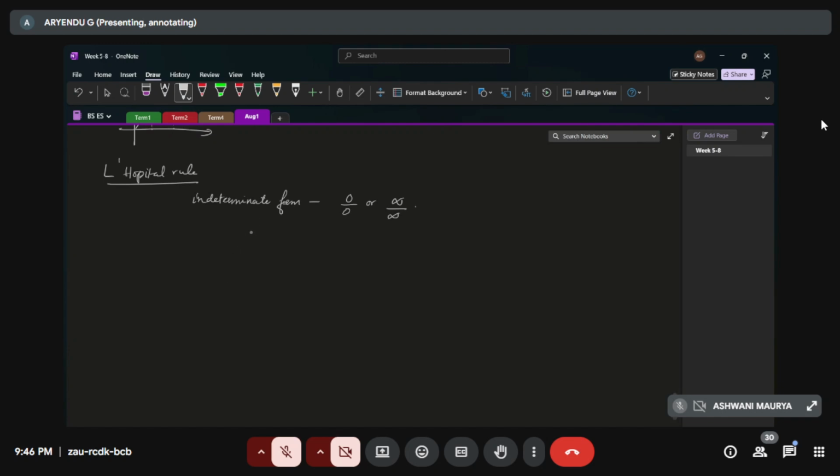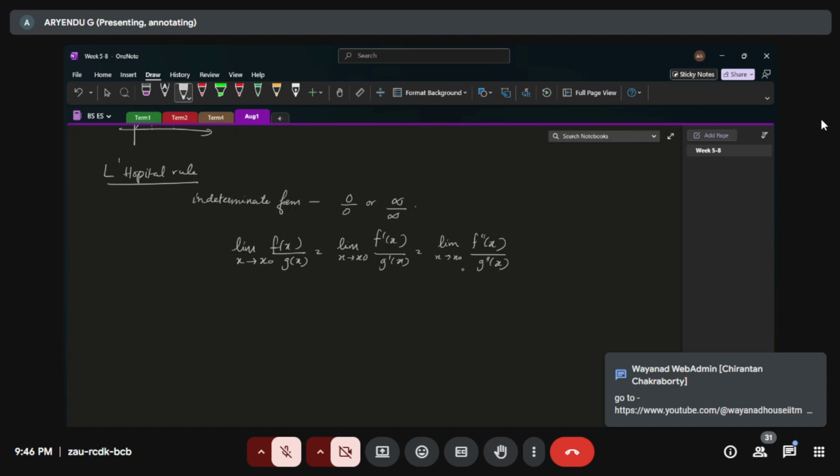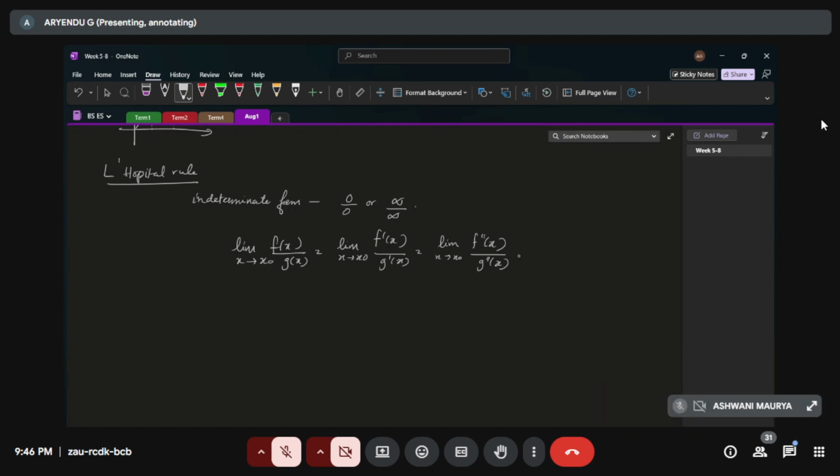So the L'Hopital rule states this: limit of x tends to x naught, f of x by g of x is equal to limit of x tends to x naught, f dash of x by g dash of x, which is also equal to limit of x tends to x naught f double dash of x by g double dash of x. So basically you can go on indefinitely. You can say limit of x tends to x naught of f triple derivative by g triple derivative is equal to the same. You can do that as many times as you want. It will help you solve it. So for this, if you take an example, you cannot understand this without an example.